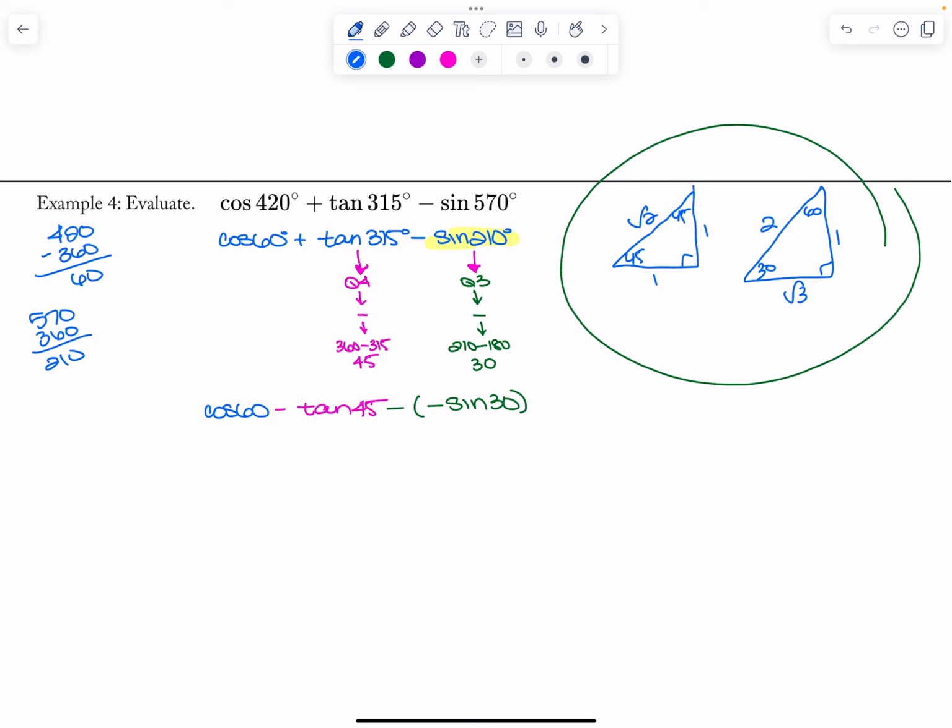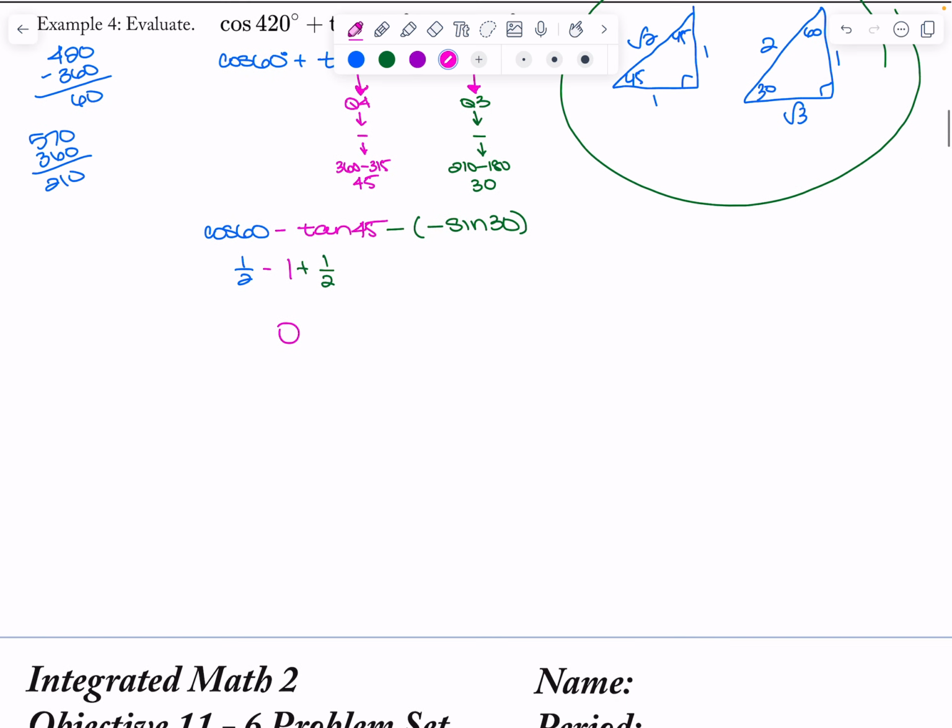So the cosine of 60 degrees is 1/2. Tangent of 45 is 1. And then this is plus the sine of 30 degrees. Sine of 30 is 1/2. And so I get 0. A lot of work for just 0. Okay, and that is it for this lesson.